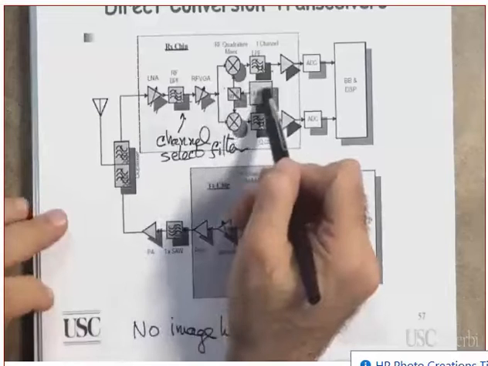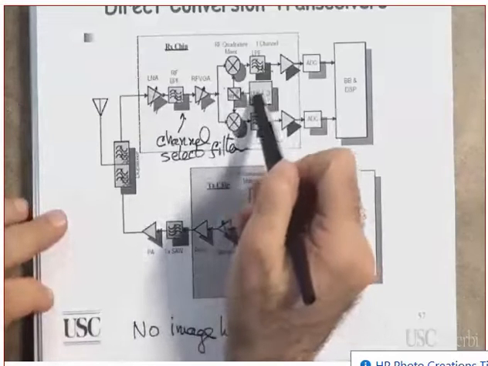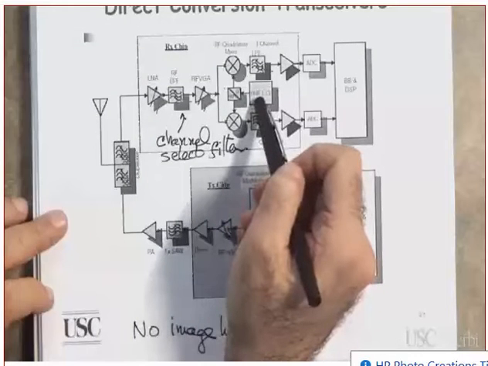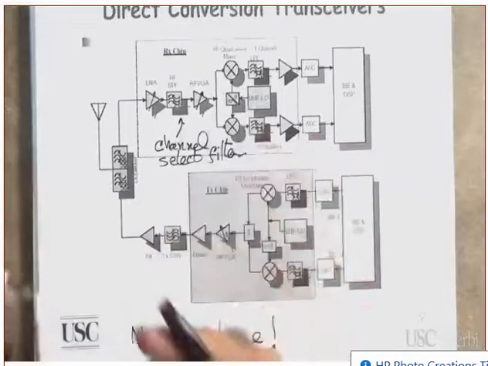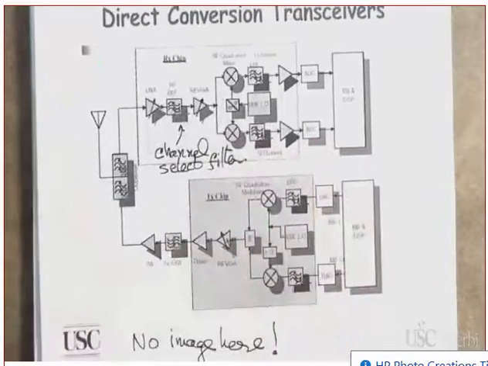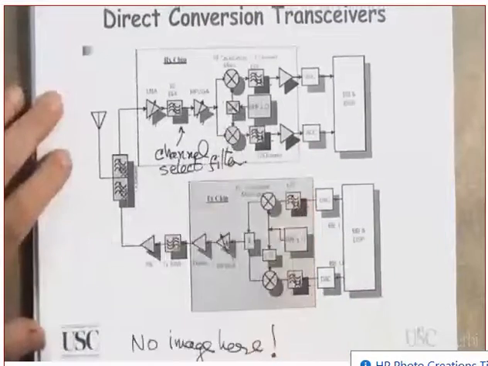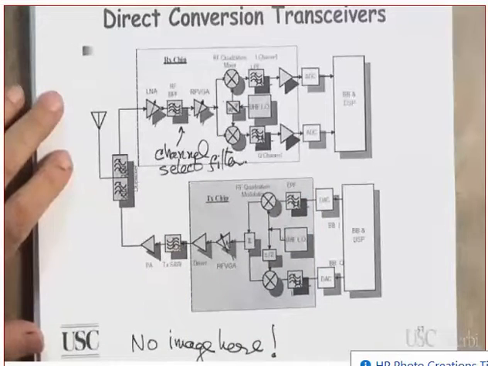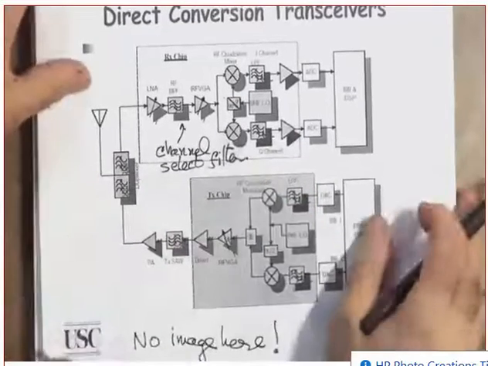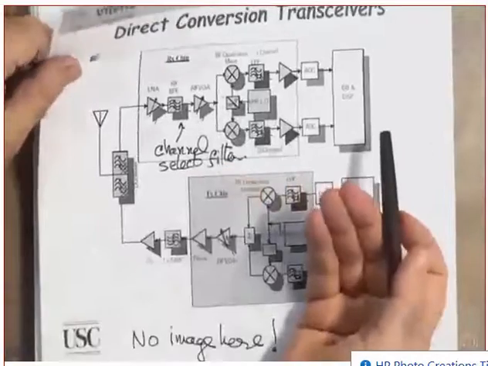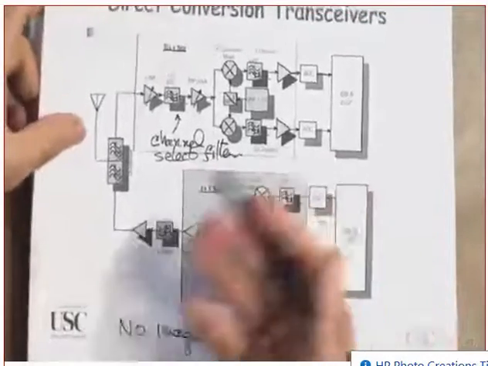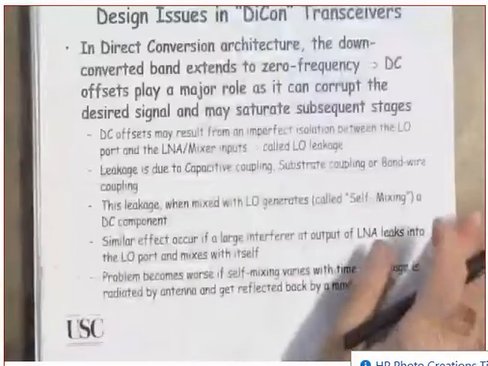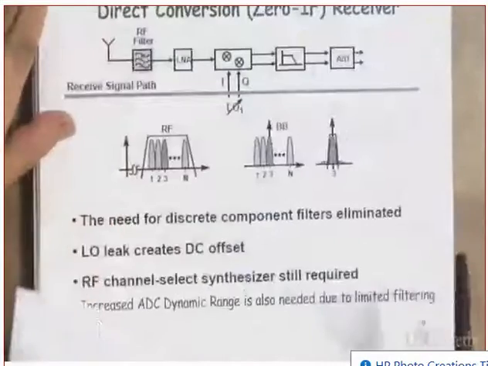Is this local oscillator variable or is it fixed? Of course it's variable. If the desired channel changes, you need to change this one to be equal to it. Yes or no? Okay, good. This is variable. Are you following me or not? Okay, I don't have IF here. This is zero IF. Let's see if you can help me with the problems.